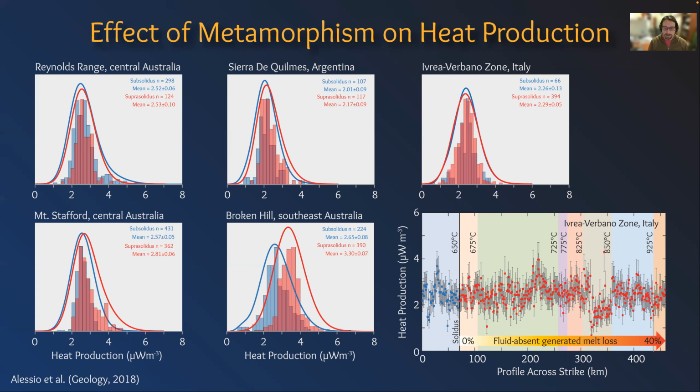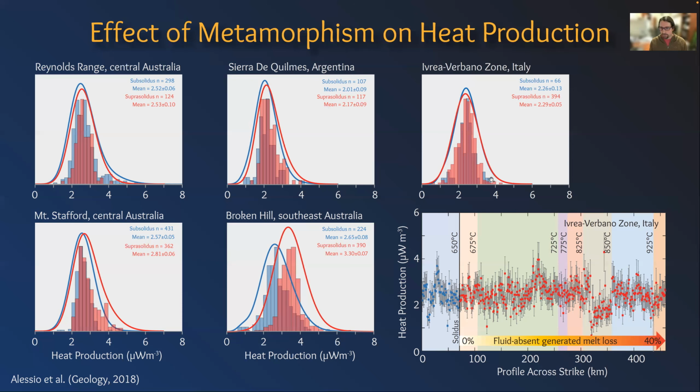However, when we look at that in practice, this is a nice study by Chiara Alessio from a few years ago, where she looked at 5 different regions and showed that whether you're looking at rocks that are subsolidus, below the melting point, or supersolidus, above the melting point, the distributions of heat production are relatively similar in all cases. The one exception is Broken Hill, where the supersolidus, so the melted rocks, actually have higher heat production than the subsolidus rocks. So this is counter to the prevailing model that you'll see frequently quoted within the literature.